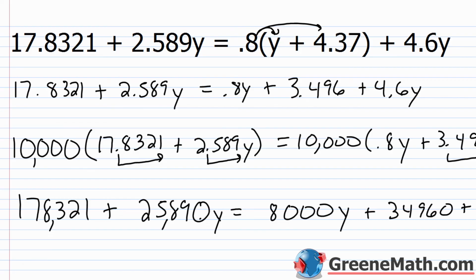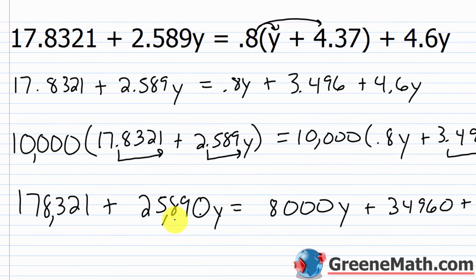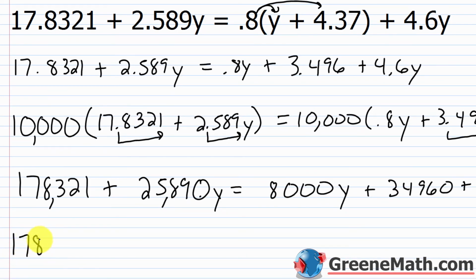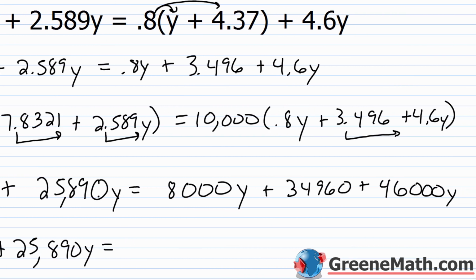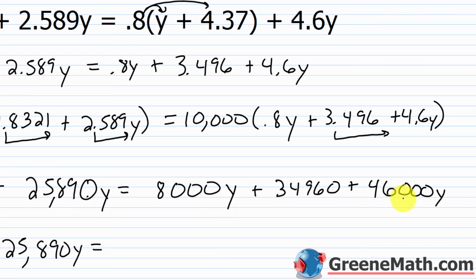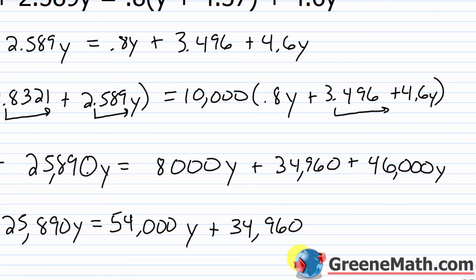Unfortunately, it's so big it doesn't fit on the screen. But we go through the same process. On the left, I can't simplify anymore. So I'm just going to write 178,321 plus 25,890y. This is equal to, over here on the right, I can combine like terms, and I need to put a comma in there. I have 8,000y plus 46,000y. That's going to give me 54,000y. Then plus, and I put a comma in here, 34,960.